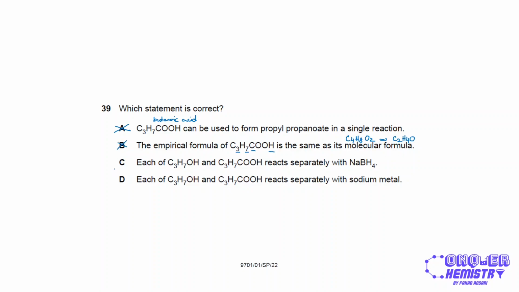Each of C3H7OH and C3H7CO2H reacts separately with NaBH4. Okay, so NaBH4 only reduces carbonyl compounds. It will not reduce this carboxylic acid, so it will not react with NaBH4. It will only react with LiAlH4. So each of propanol, which is C3H7OH, and butanoic acid react separately with sodium metal. Yes, that is correct. Both of them will release hydrogen gas while they're at it.